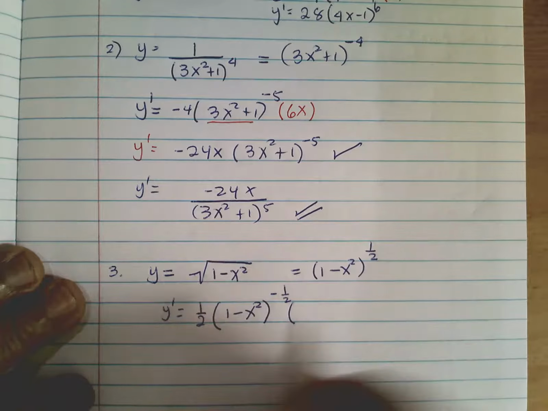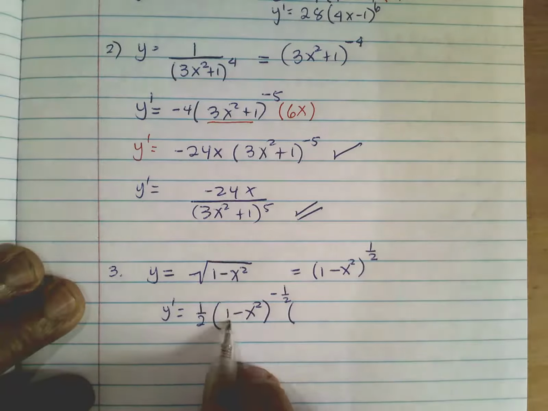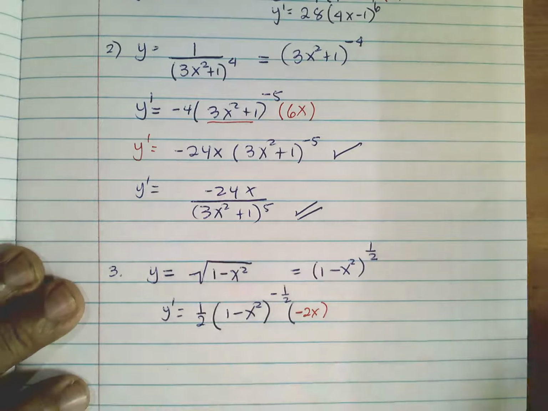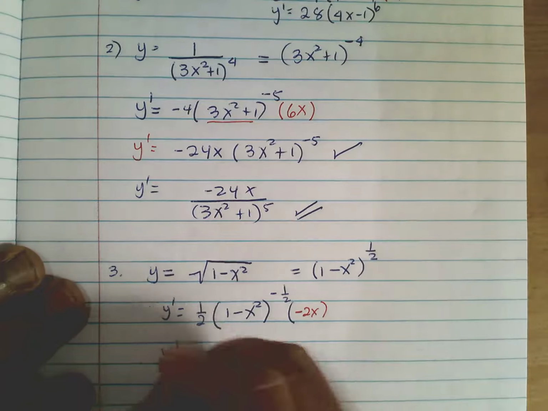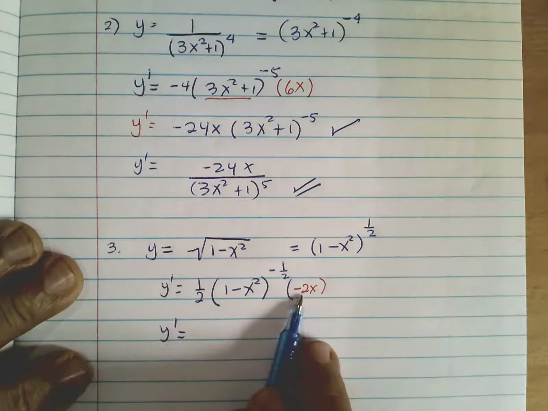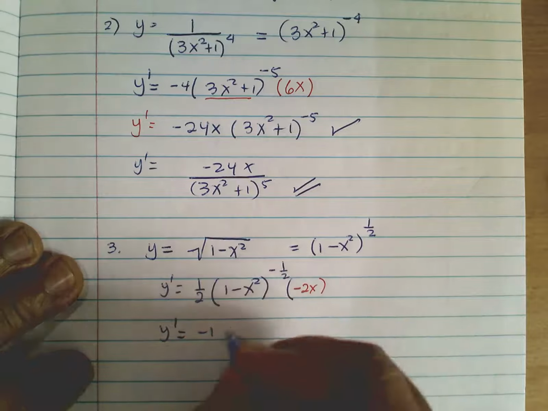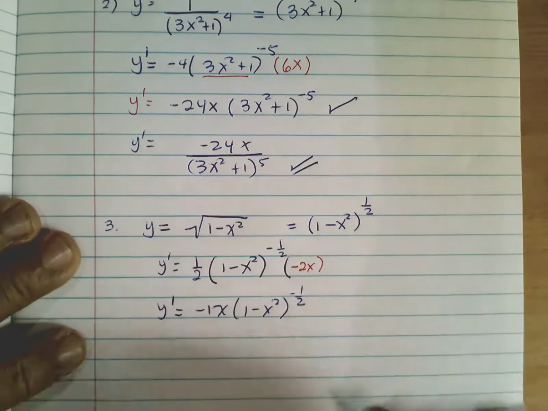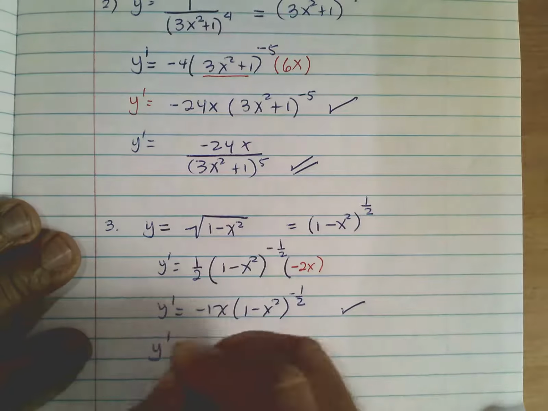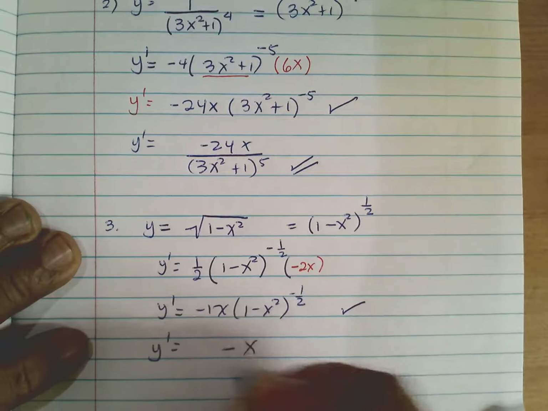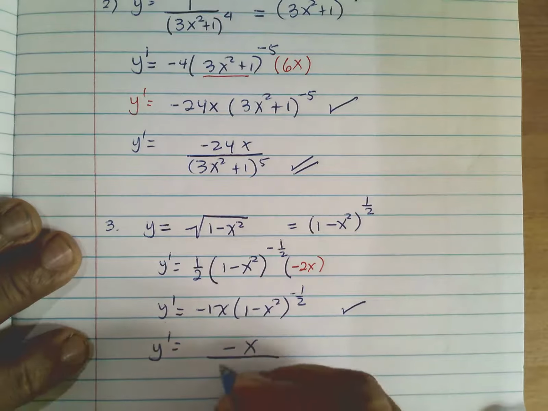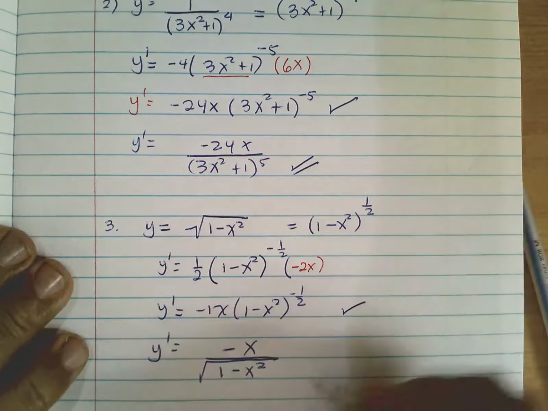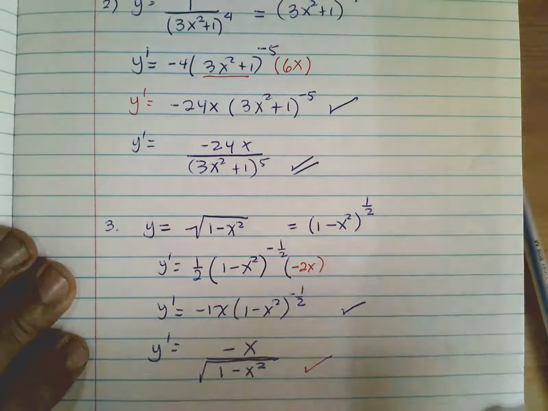And then don't forget to take the derivative of inside. The derivative of 1 is 0. The derivative of negative x squared is negative 2x. And that's now the final answer. Let's simplify it further. So y prime now is equal to 1/2 times negative 2 is negative 1. Negative 1x, 1 minus x squared to the negative half. So that is already correct. Or if you want, you can rewrite your answer as negative x all over 1 minus x squared. You can put it at the bottom, then take the square root. Okay? So either this or this, there's no problem.